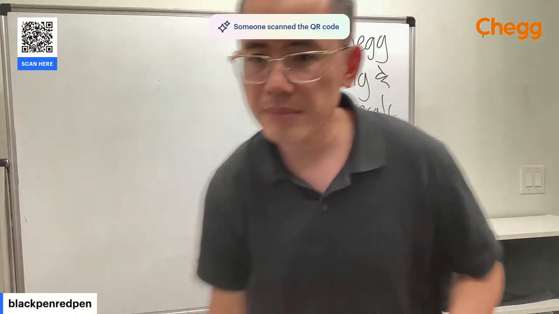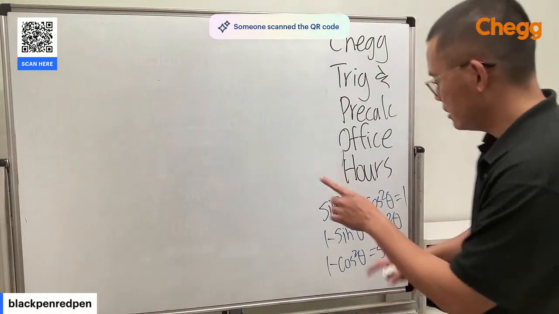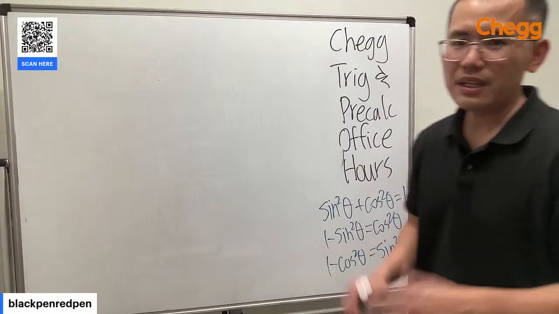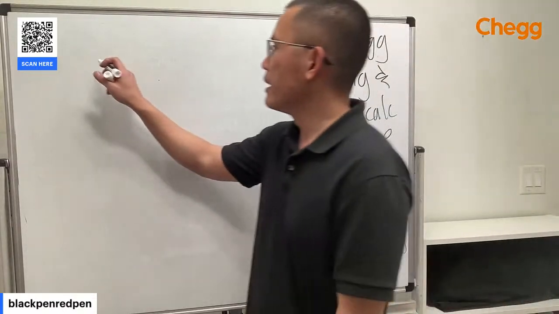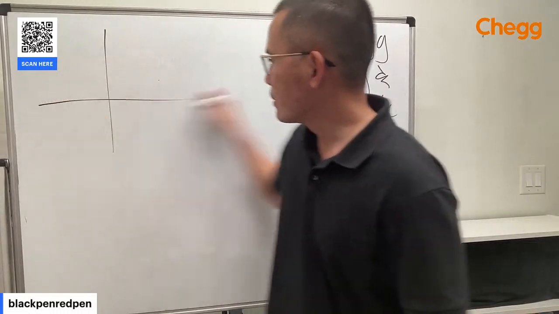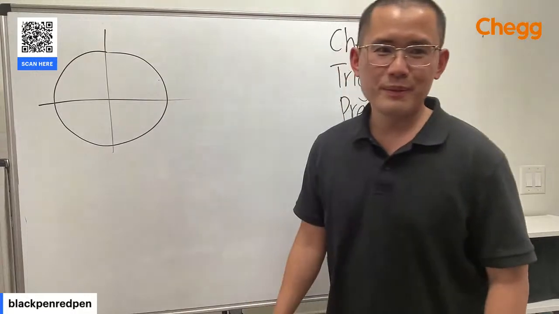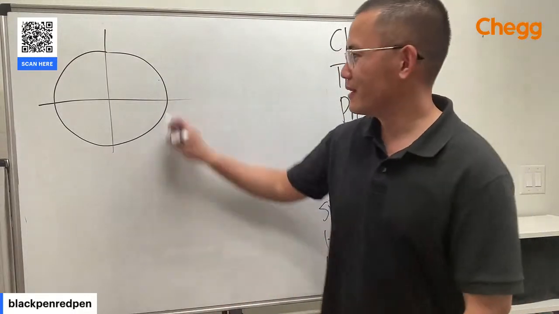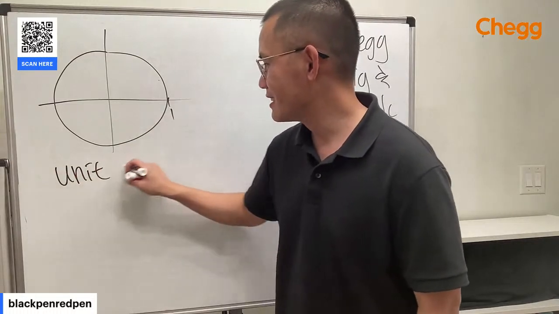And then I'm going to prove the identity here. Not like a proof though, but rather explain why that is true. Here is the reason. If you look at the unit circle, that's a unit circle. Just a unit circle.